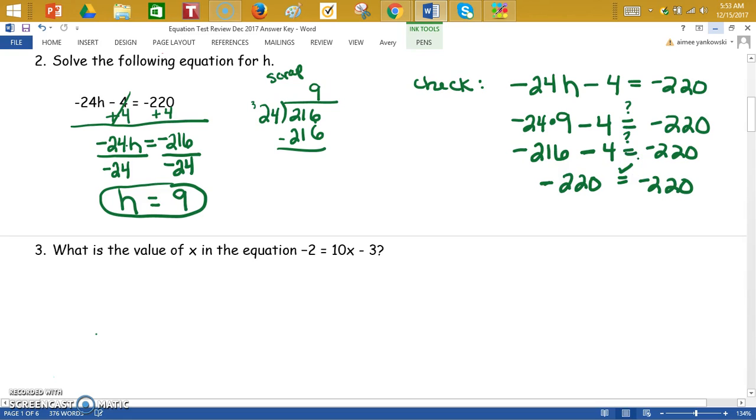My whole point in doing that check was so that I would know h is 9 is definitely the correct answer. On this test, if you show your checks with fidelity correctly, you'll know how you did on this test. You'll know whether or not the values you got for your variable are correct or not. All right, I hope that helps for number 2.